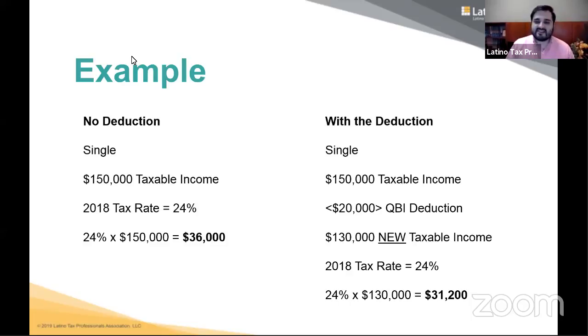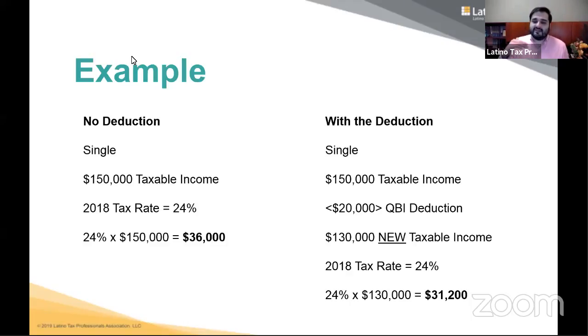How? I just made that up. I put that in there. After we did the calculation, it came out to $20,000, right? So let's assume it comes out to $20,000. But what does that mean? That means that the taxable income is reduced. So now the new taxable income is only $130,000. Do you see how the QBI deduction reduces taxable income?